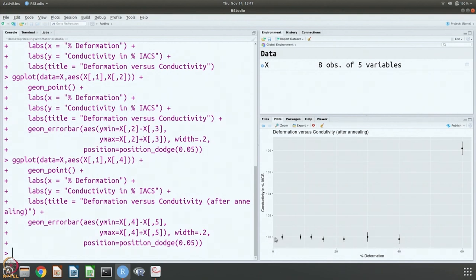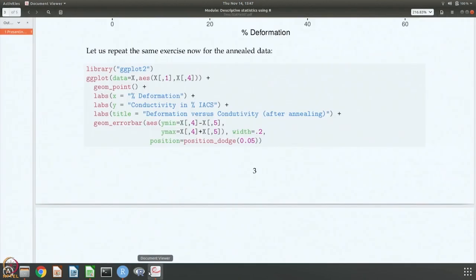So after annealing, we see that irrespective of what percentage deformation you gave, annealing got rid of all the effects of that, and you have the conductivity to be more or less a constant. And of course 60% is giving you something that is not meaningful, right?